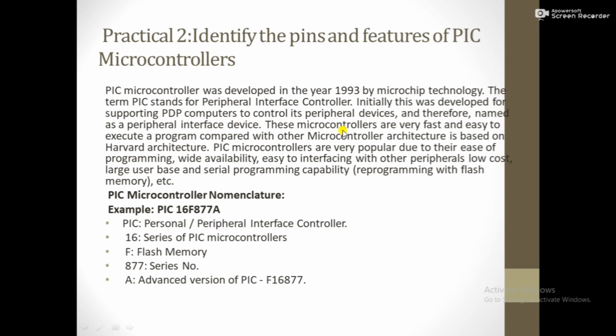device. These microcontrollers are very fast and easy to execute a program compared with other microcontrollers. The architecture is based on Harvard architecture. PIC microcontrollers are very popular due to their ease of programming, wide availability, ease of interfacing with other peripherals, low cost, large user base, and serial programming capability. Reprogramming with flash, etc. And the PIC microcontroller nomenclature.